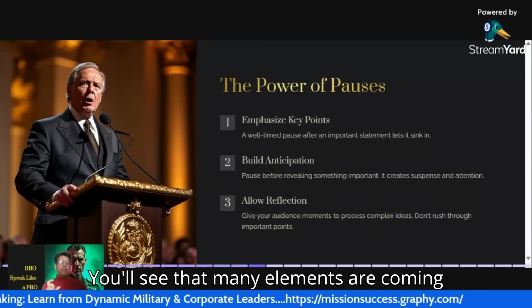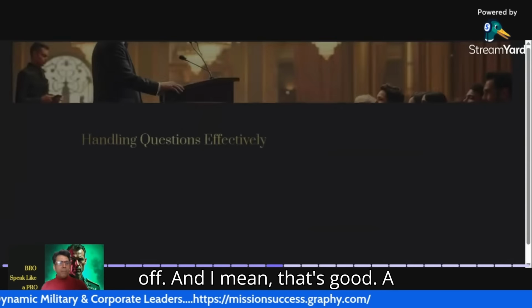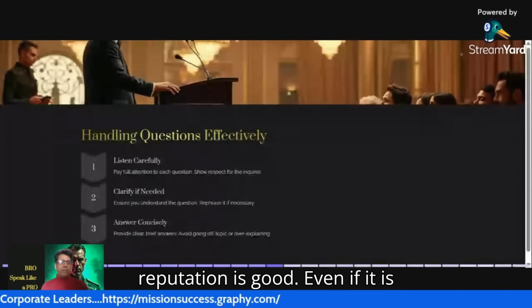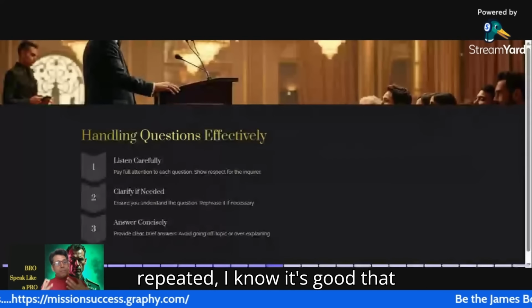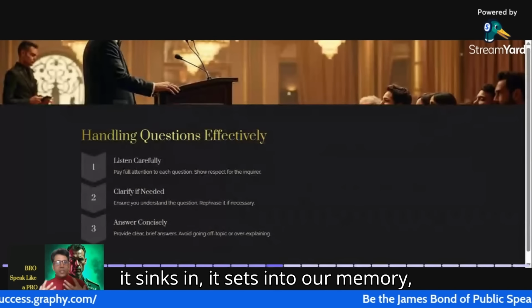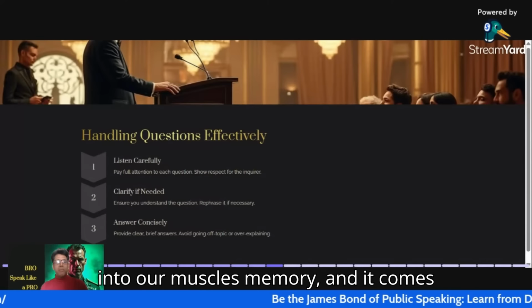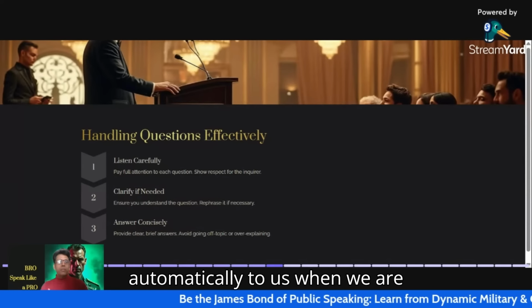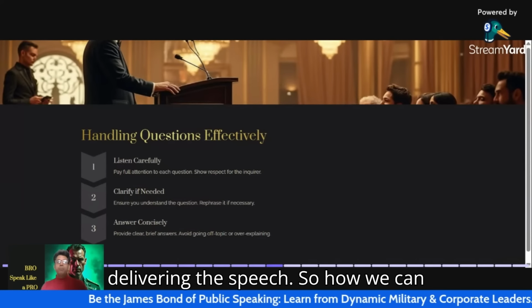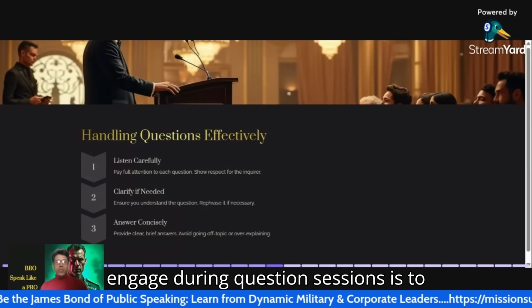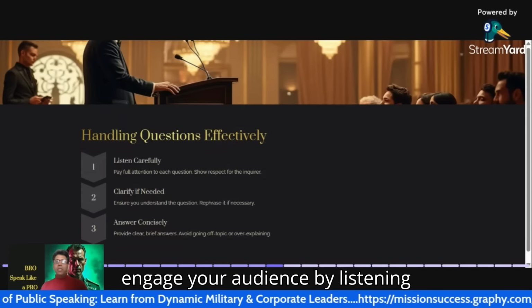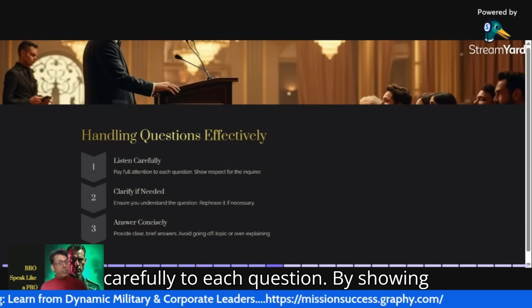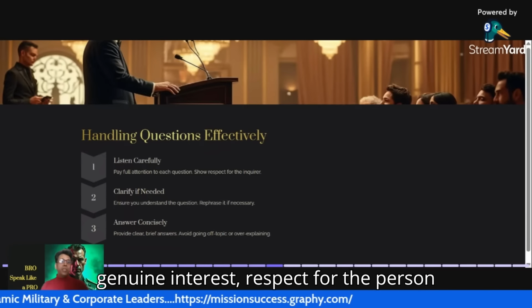You'll see that many elements are coming up, and I mean that's good. A repetition is good, even if it is repeated. I know it's good that it sinks in, it sets into our memory, into our muscle memory, and it comes automatically to us when we are delivering the speech. So how we can engage during question sessions is to engage your audience by listening carefully to each question, by showing genuine interest, respect for the person asking.